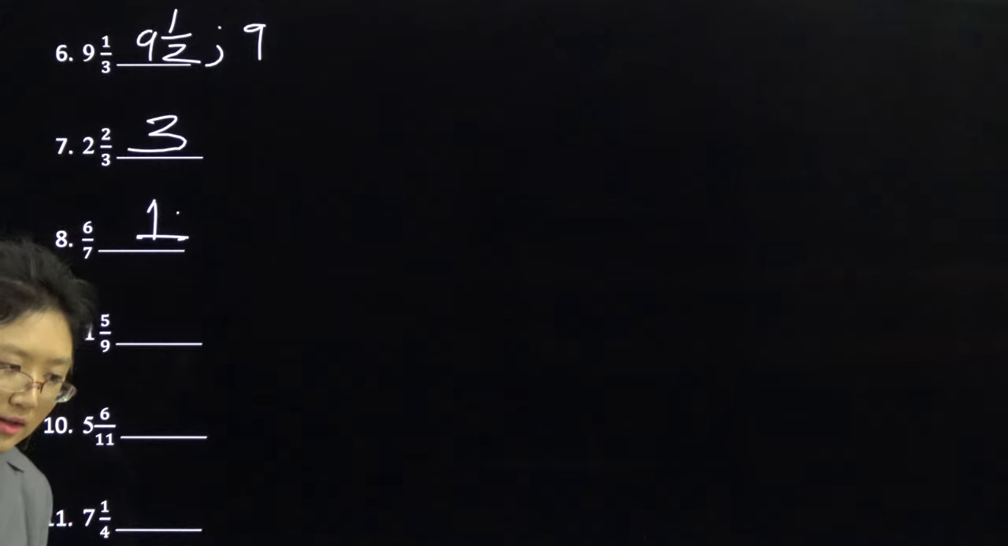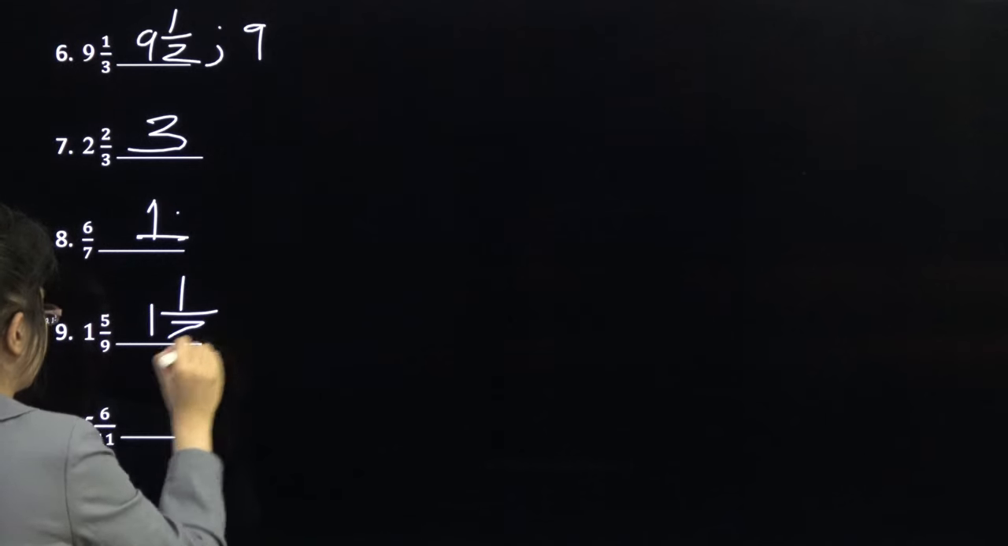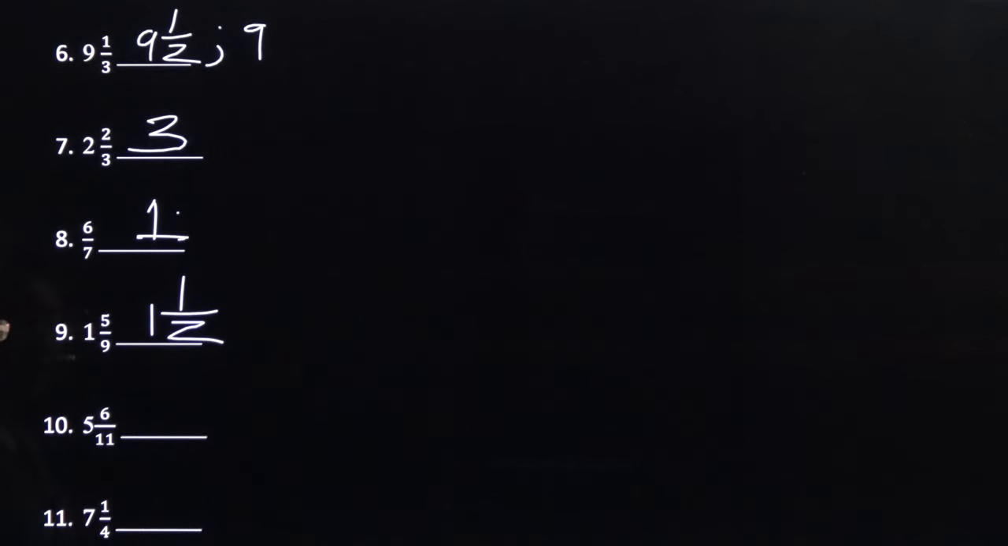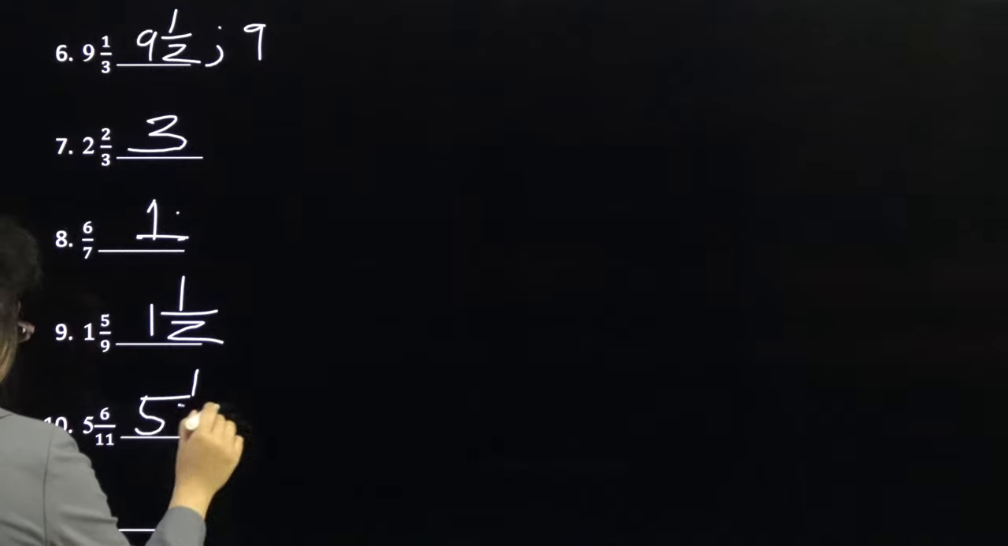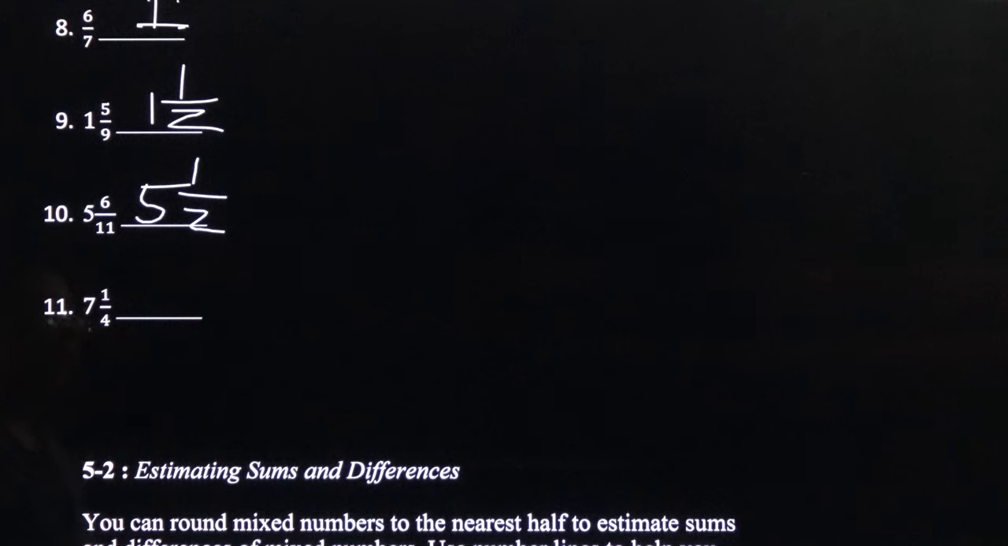1 5/9. 5/9 is very close to half, so we round to the half. And then 5 6/11. 6/11, half of 11 is 5.5. 6/11 is very close to half. Therefore, we round to half. And 7 1/4. Well, 1/4 is right in the middle of half and 0. But usually for 1/4, we just round down.